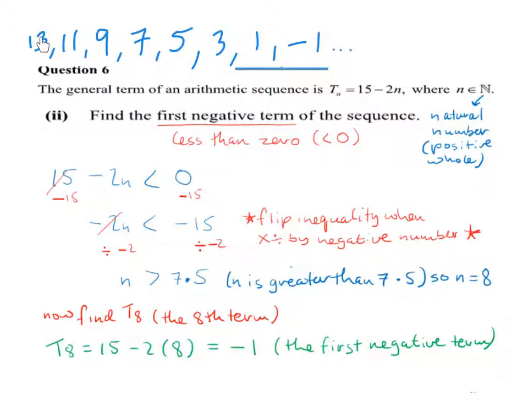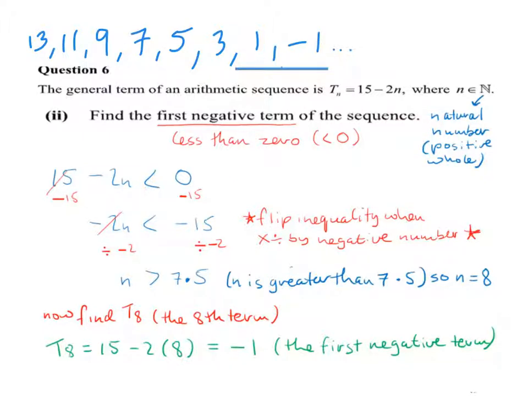So we have 13, take away 2 is 11, take away 2 is 9, take away 2 is 7, take away 2 is 5, take away 2 is 3, take away 2 is 1, and then take away 2 again, we get to minus 1. So minus 1 is the first negative term of our sequence. The sequence continues on with minus 3, minus 5, minus 7, and so on. But we're interested in the first negative term, which is minus 1. So this is one way of working it out.